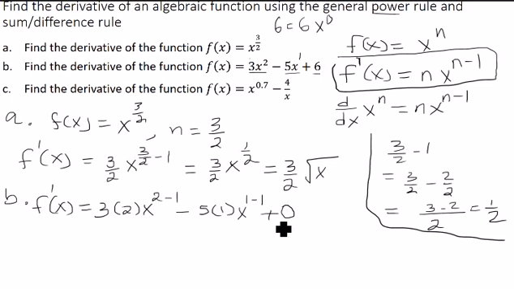Okay, now we're going to simplify this. So 3 times 2 is a 6, and then x to the power 2 minus 1, which is a 1, and we don't put 1 in the power, so that's just 6x, and then minus 5 times 1 is a 5, and then x to the power 0. Anything to the power 0 equals 1. Just remember that. So that's going to be just 5 times 1, which is a 5, and then 0. So this is our answer.